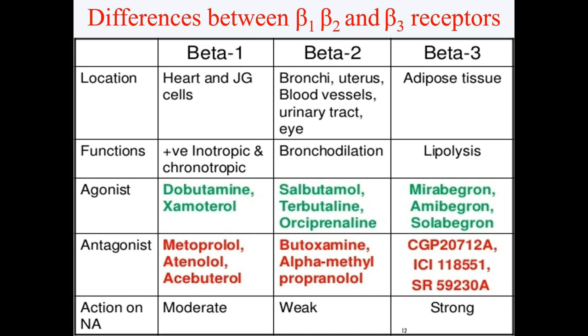And here you can see differences between beta 1, beta 2, and beta 3 receptors. Location: beta 1 in heart and juxtaglomerular cells in kidneys. Beta 2 bronchi, uterus, blood vessels, urinary tract, eyes. Beta 3 adipose tissue. Functions: positive inotropic and chronotropic. Beta 2 bronchodilation. Beta 3 lipolysis. Also you can see agonists, antagonists, and action on norepinephrine.